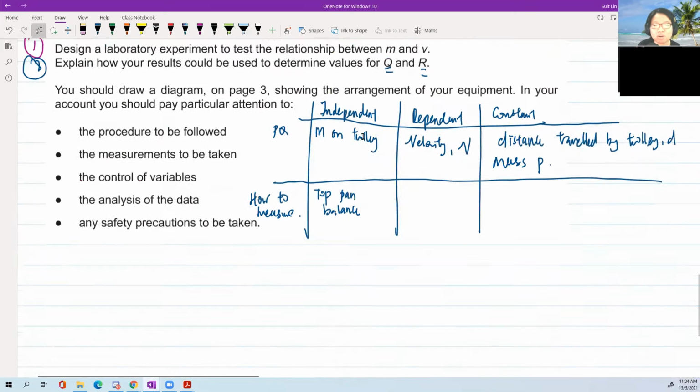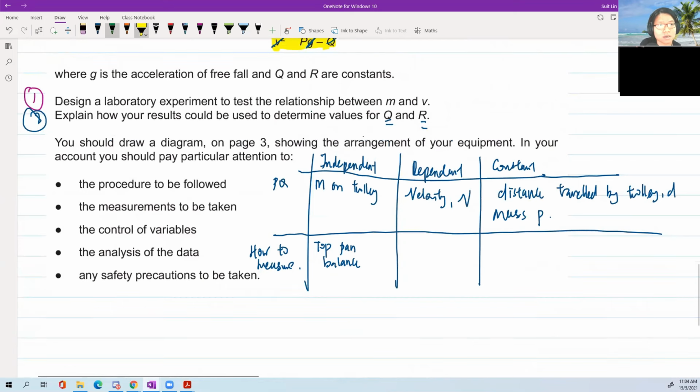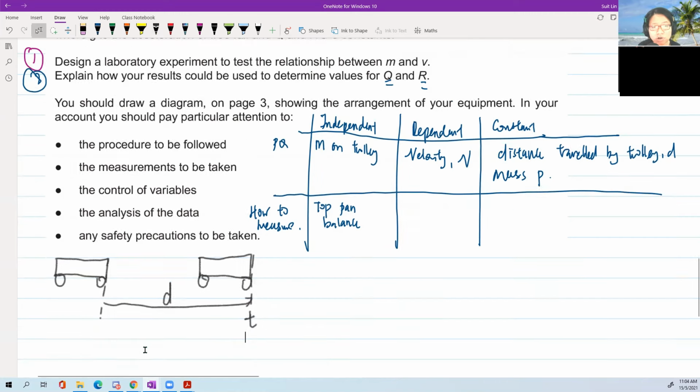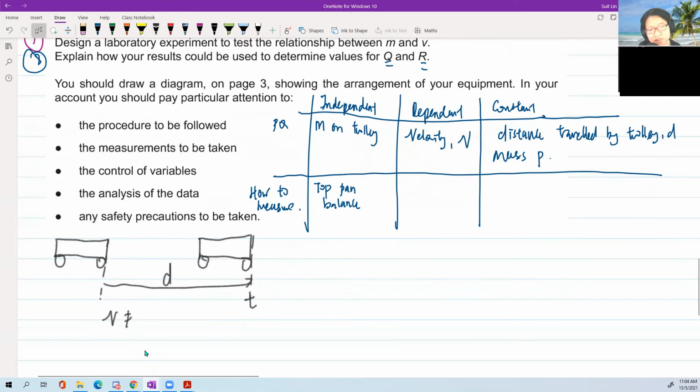Okay, so if I think about this, or rather, let me draw out the trolley for you. Trolley is here. And after a certain time t, the trolley is here. So I can measure this distance d using a meter rule. And then I can obviously time the trolley, t. So obviously, velocity is not distance over time. Why? Because acceleration is not zero. At least I hope your kinematics are okay.